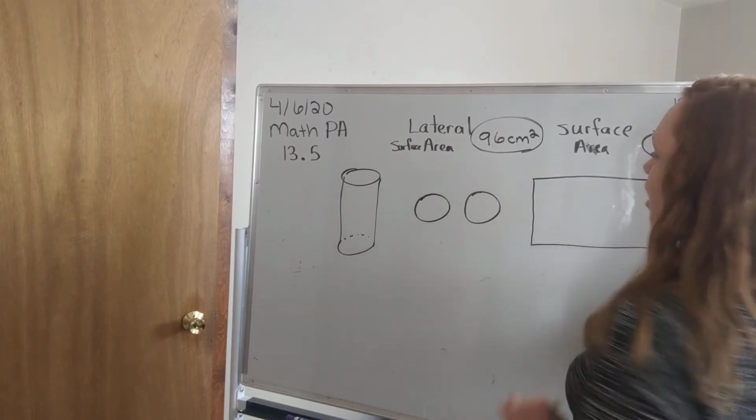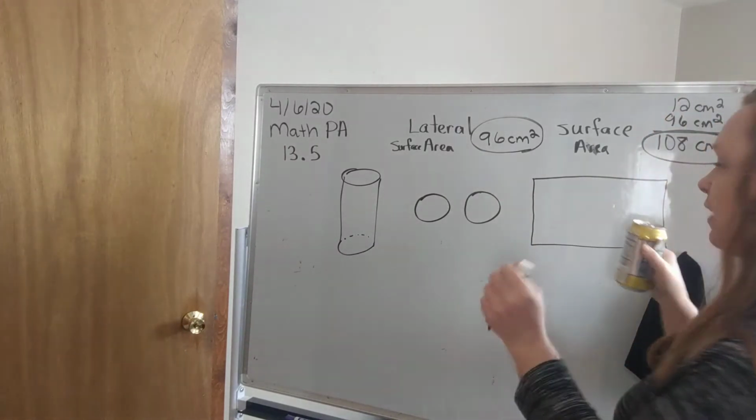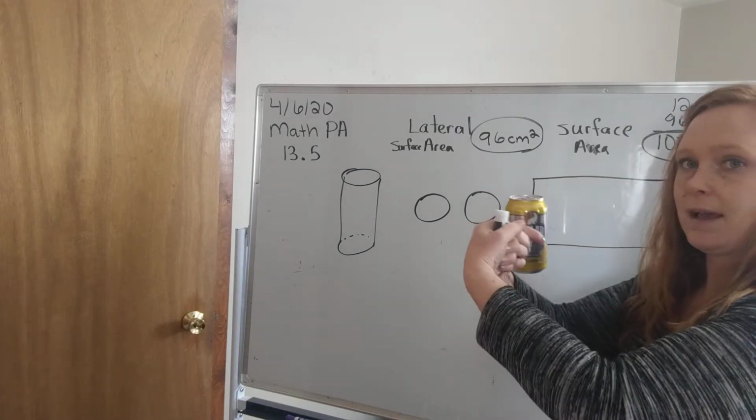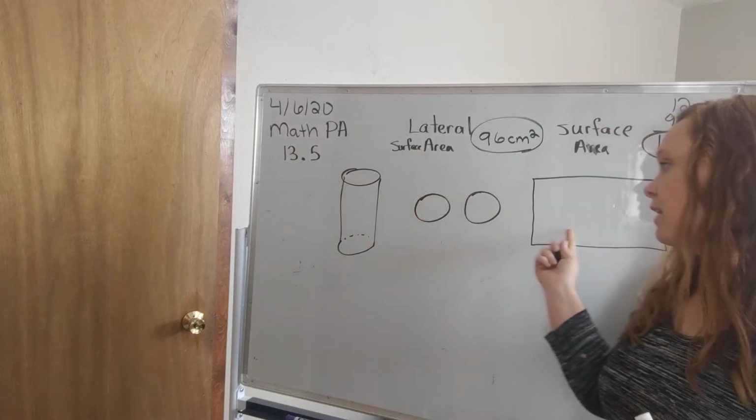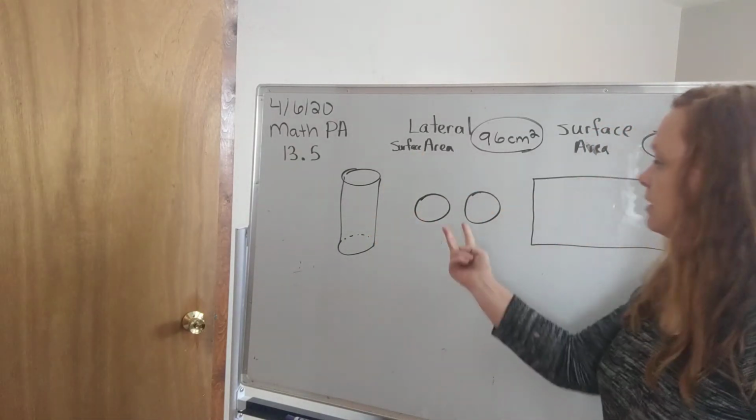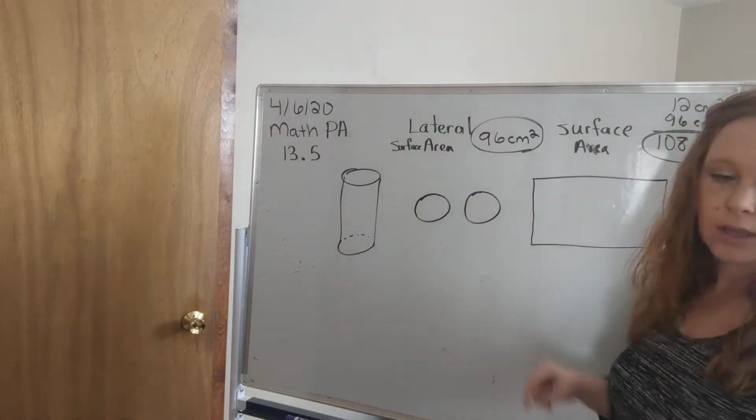I would get a rectangle. Now, if I took a rectangular sheet of paper and I folded it over, I would get the lateral surface area of a cylinder. So a cylinder is simply made up of two circles and a rectangle.